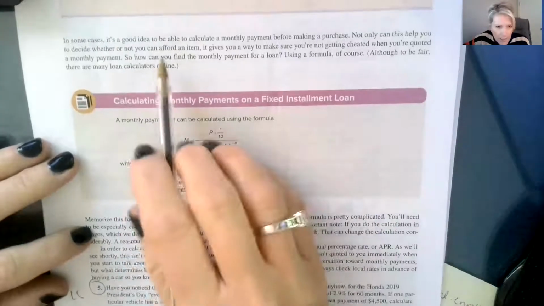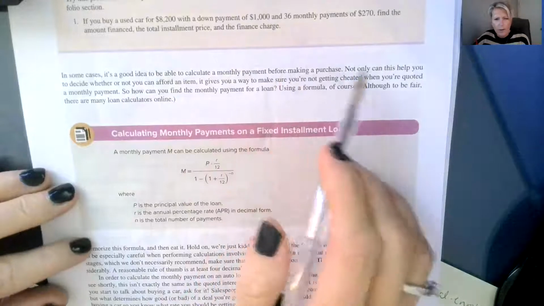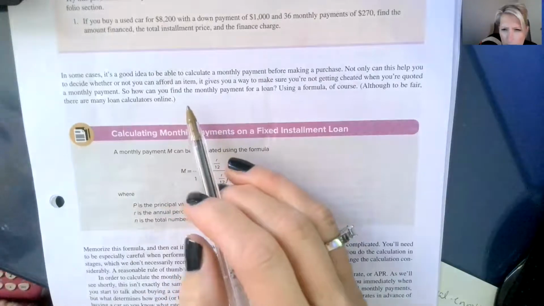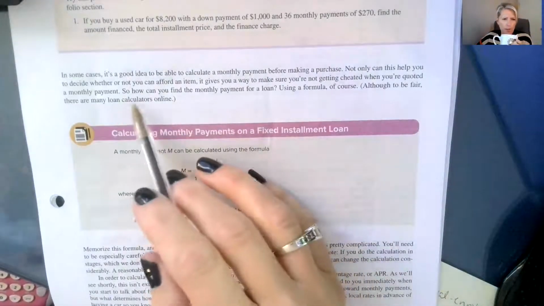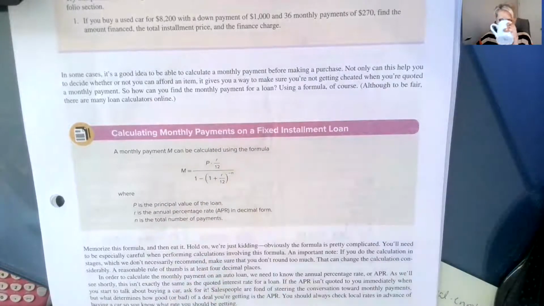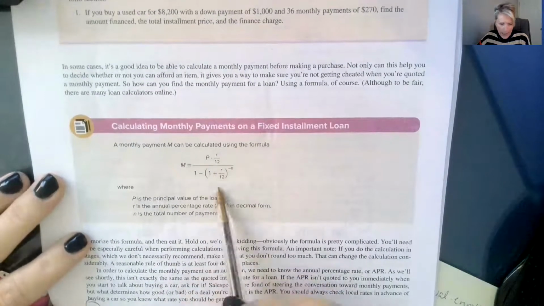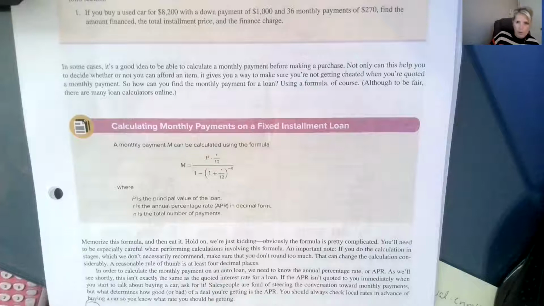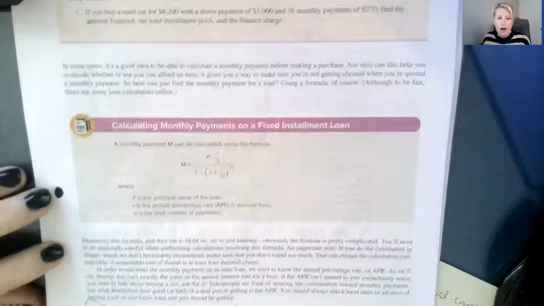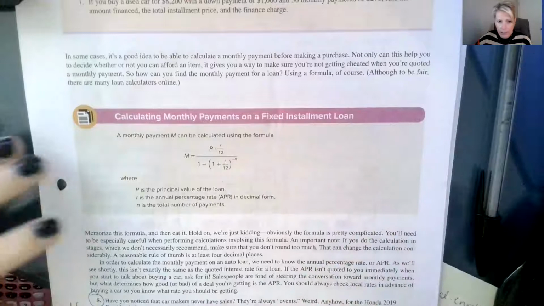Okay. In some cases, it's a good idea to be able to calculate a monthly payment before making a purchase. Not only can this help you decide whether or not you can afford an item, it gives you a way to make sure you're not getting cheated when you're quoted a monthly payment. So how can you find a monthly payment for a loan? We're going to use this formula here, and it looks kind of complicated, but the more you practice with it, the better you'll feel about using it. Also, I encourage you to type it into Desmos and save it, and then you've got it there for future use.